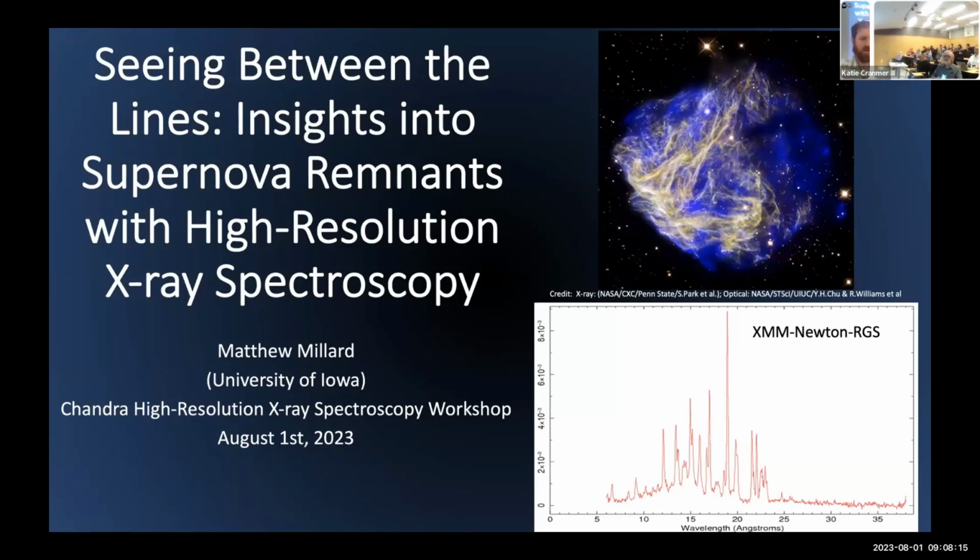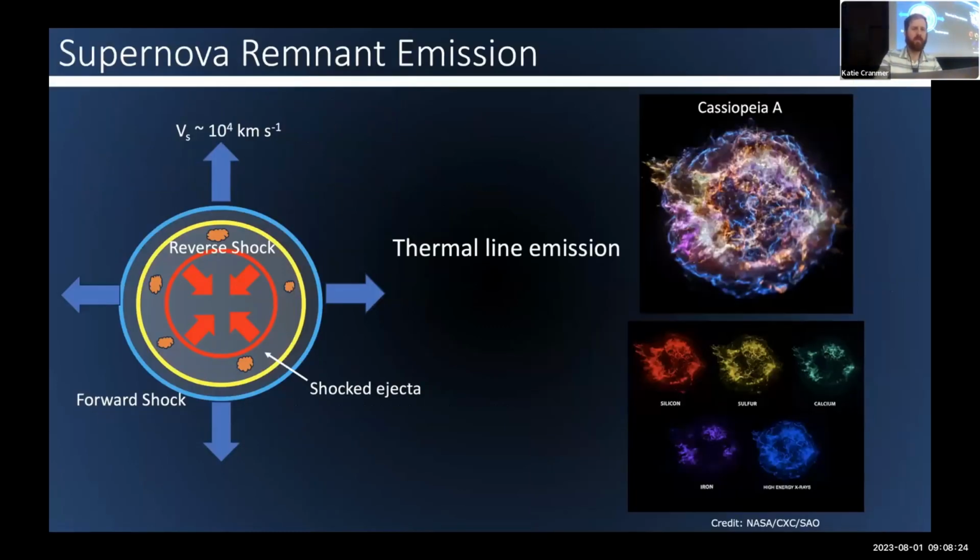All right, happy to kick off our talks here today. So I'll be giving a review of high resolution X-ray spectroscopy of supernova remnants. I'll start with the anatomy of a supernova remnant. Once the supernova goes off, you have this blast wave that's expanding into the interstellar medium at roughly on the order of 10,000 kilometers per second.